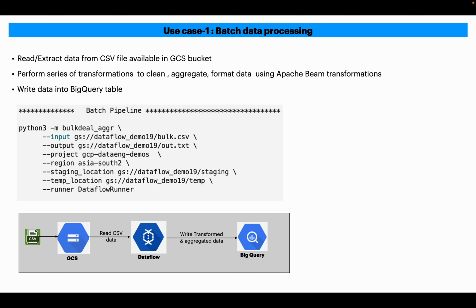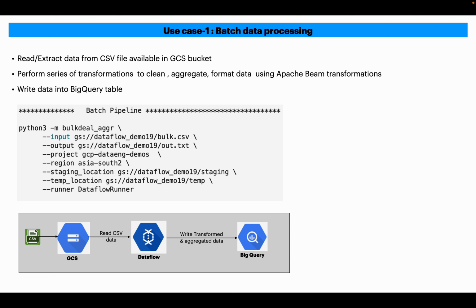Okay, so this is the command, the batch pipeline command. I will try to explain each and every part of this command, right? So the first thing is that bulk_deal_AGGR is a Python program or pipeline, I would say, where we have our pipeline code available.